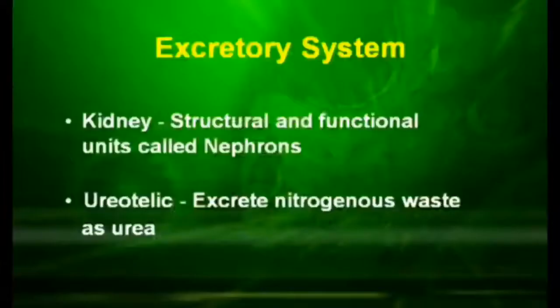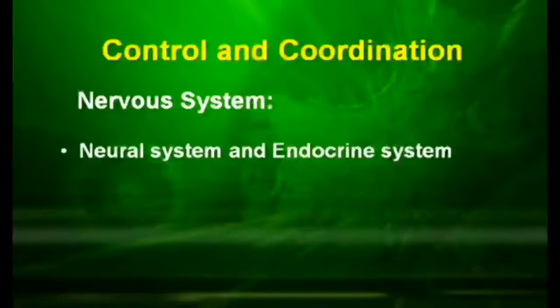The excretory system of frog includes a pair of kidneys, the ureters, urinary bladder, and cloaca. In kidney, the structural and functional unit are the nephrons. It is a ureotelic organism because it excretes nitrogenous waste in the form of urea. Control and coordination in frog. The nervous system and endocrine system play a very important role in frogs.